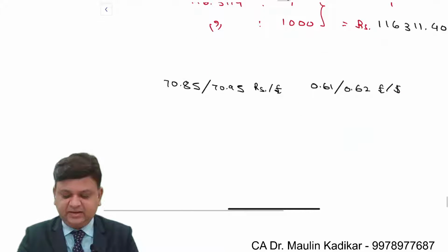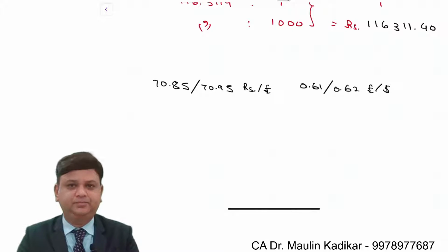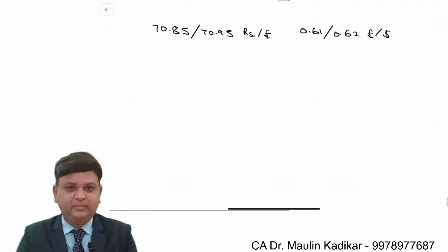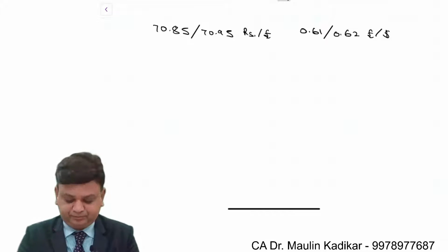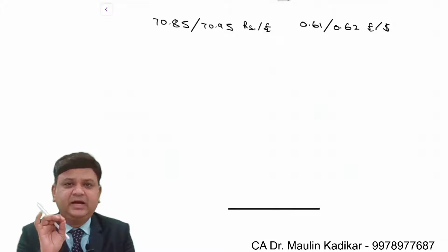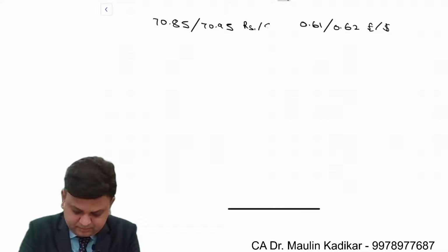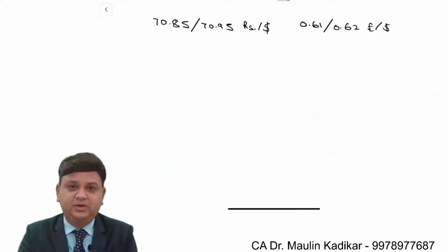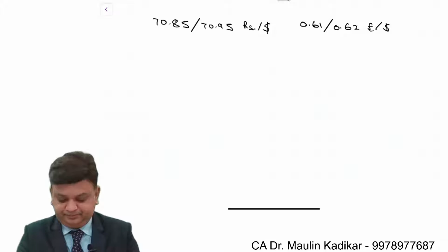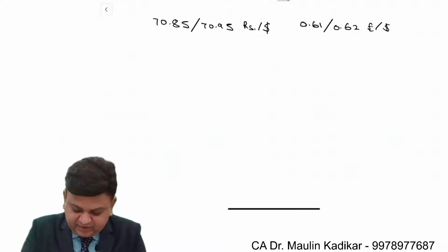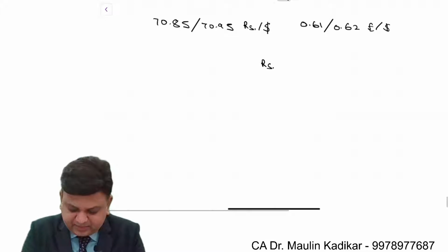Now this answer can be calculated with an alternative method also. How can we compute that with an alternative method? Let us understand it. First of all, I have written only the exchange rates: rupees per dollar and pound per dollar. Now listen carefully. We can compute the rupees per pound rate directly.